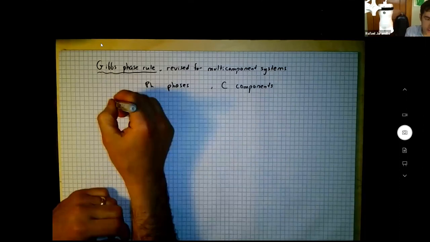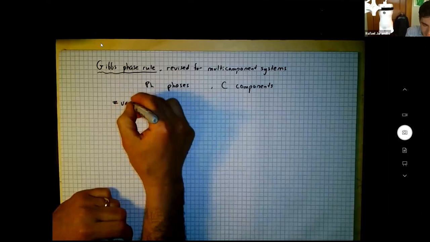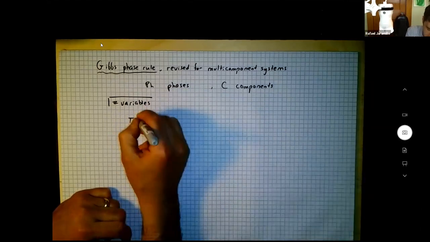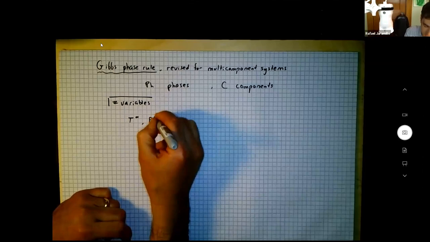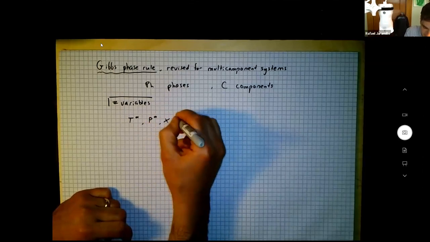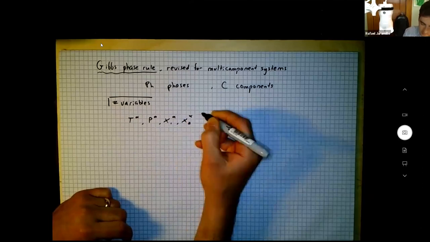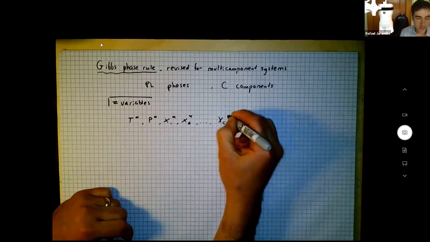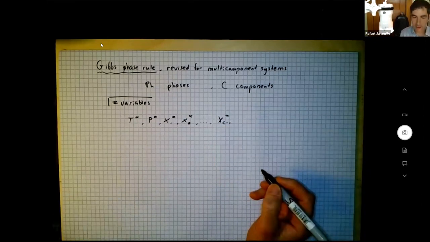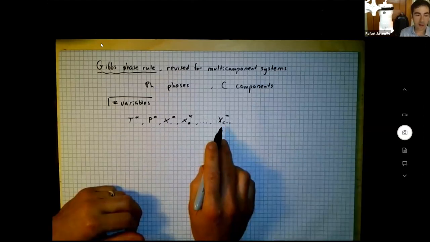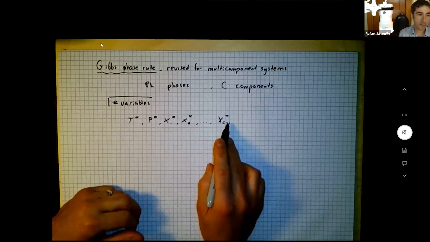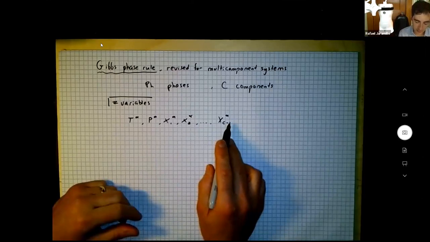We count our number of variables. For phase alpha, we have temperature of alpha, pressure of alpha, x1 of alpha, x2 of alpha, and all the way up to xc minus 1 of alpha. I'm not including the mole fraction of component C because it's determined by the mole fractions from 1 to C minus 1, right? You don't have C independent mole fractions. You have C minus 1 independent mole fractions because they have to sum to 1. Okay, that's for phase alpha.